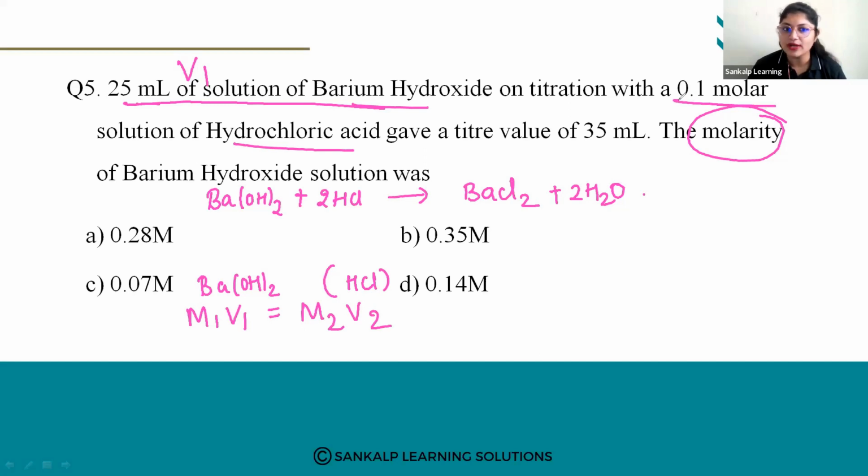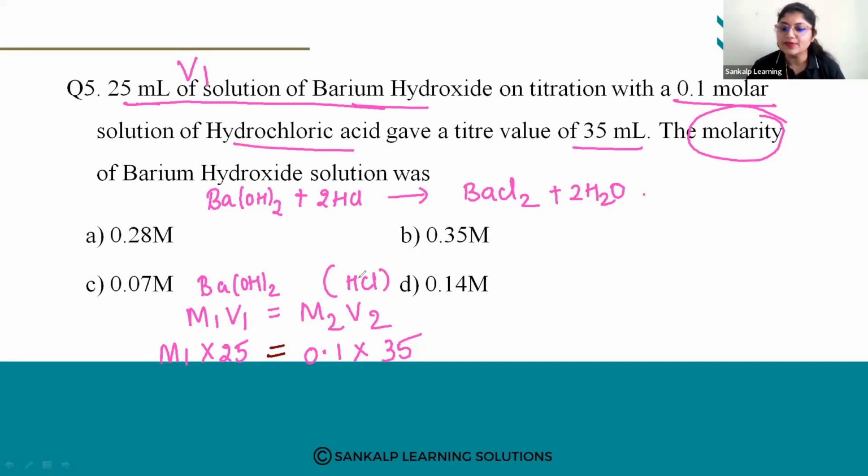So 0.1 molar is of hydrochloric acid. So this is M1. Concentration is given as 0.1. So I'll write here 0.1 into the volume, which is 25. Then it gave a titer value of 35 ml. So the hydrochloric acid volume is given as 35 ml. The molarity of barium hydroxide is what we have to find. Now here, basicity and acidity.